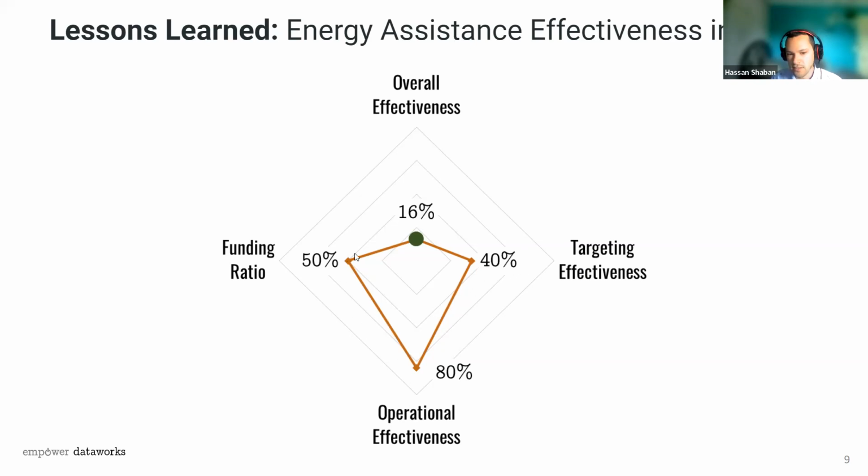So this is telling us that, depending on the utility, there could be opportunities to improve funding, improve program participation, or improve targeting and how they reach high energy burden customers.